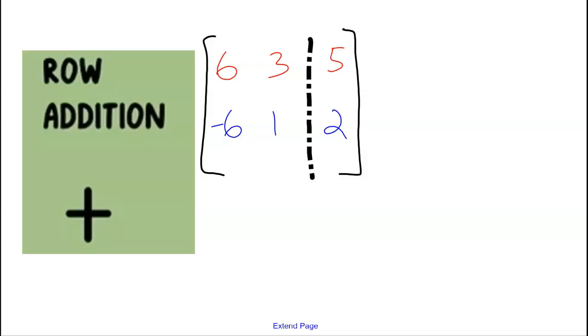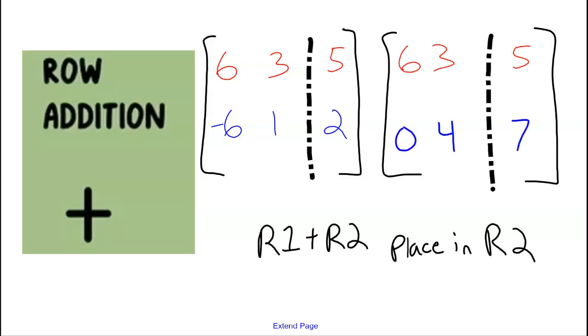Row addition. Here, I changed this matrix to this matrix, and what I did is I added the rows. So I did 6 plus -6 to get 0, 3 plus 1 to get 4, and 5 plus 2 to get 7. They said row 1 plus row 2 placed in row 2. So once I added this, the new row goes here. Can I put it in the top row? I could, but I just happened to put it here. So it's important to read these instructions: row 1 plus row 2 placed in row 2.